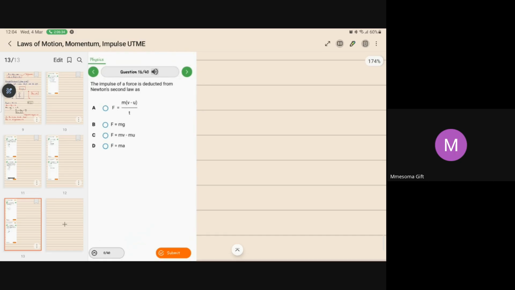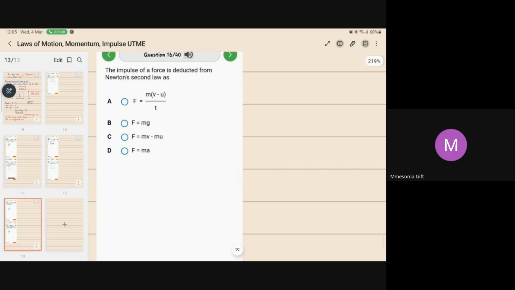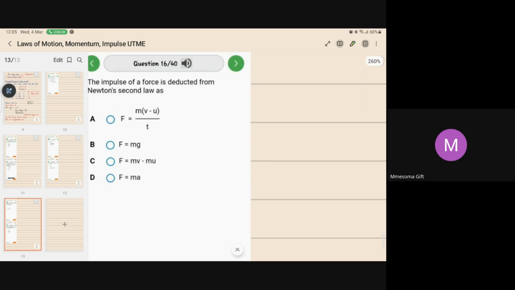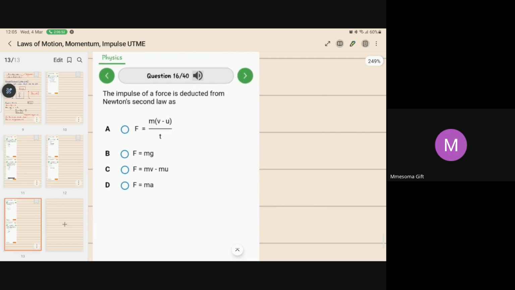Good. So now they said the impulse of force is deduced from second law as what? Impulse deduced from second law as what? Who will answer? Send your options on the chat. Let me see. Impulse of a force is deduced from Newton's second law as what? Answer guys. Answer guys. I'm ending this class by 12:15.